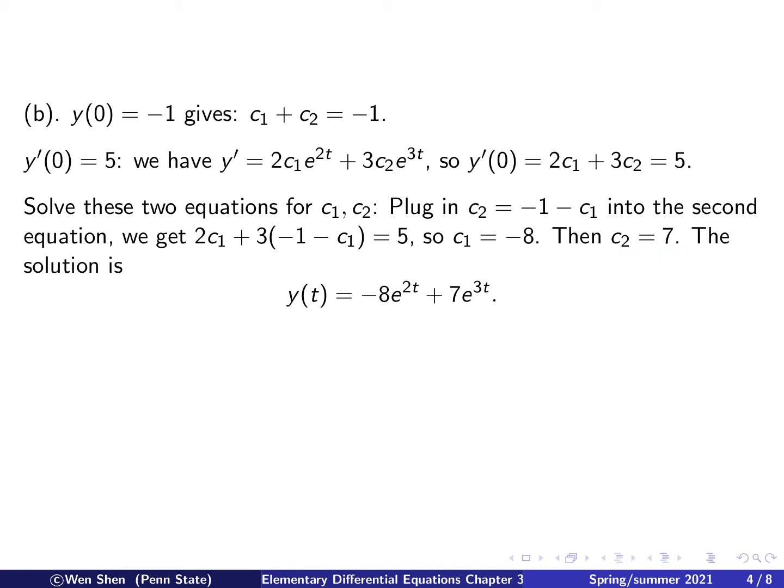Okay, so then the solution that satisfies the initial conditions is this one. It has a -8 in front of e to the 2t and have a 7 in front of e to the 3t.